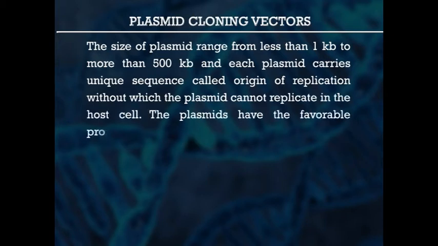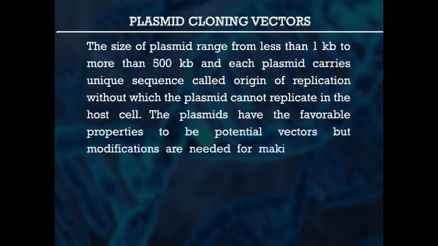Plasmids have favorable properties to be potential vectors, but modifications are needed to make them the desired cloning vector. This is because the properties of high-quality vectors are lacking in natural, unmodified plasmids. A high-quality cloning vector should be small in size, less than 15 kb, should have a unique restriction site for DNA insertion, and should possess one or more selectable markers for identifying the transformed cells containing the cloned gene.